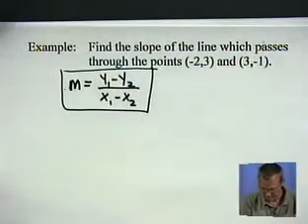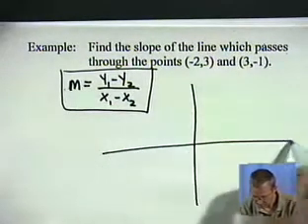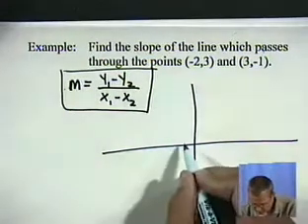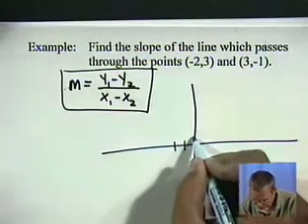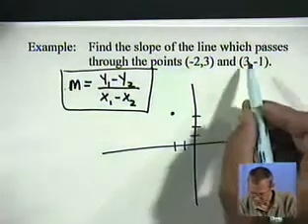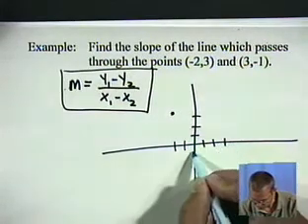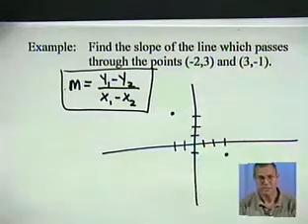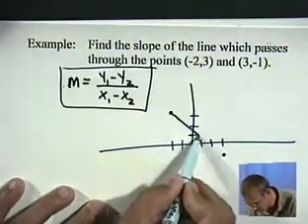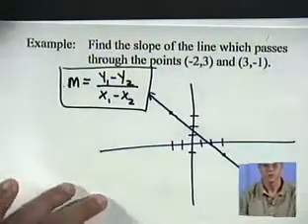Now let's draw a picture of this line that goes through these 2 points. So here is a rectangular coordinate system. I want to plot these 2 points. (-2, 3) would be the point right here in quadrant 2. The point (3, -1) means I go to the right 3 on the x and down 1. So there are my 2 points. And notice if I connect those 2 points, I get a line. So there's the line that passes through those 2 points.